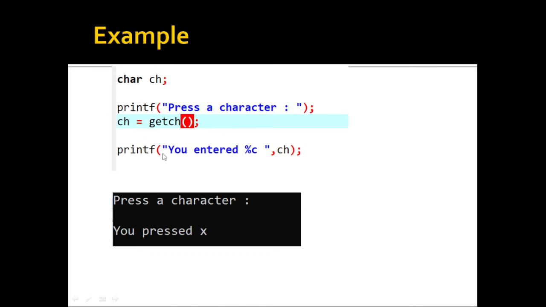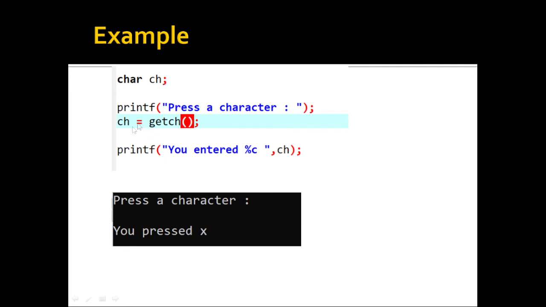We have here a similar example, but this time around we use getch rather than getchar. It says here printf, press a character. You notice I changed the prompt from enter to press, because in this example I don't need to press the enter key. So this will display the prompt, press a character. Once this is encountered by the program, the user can press a character.